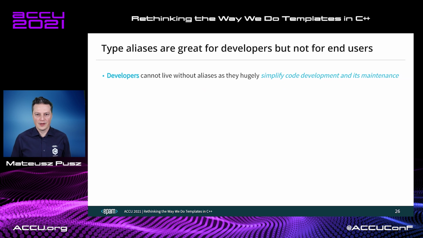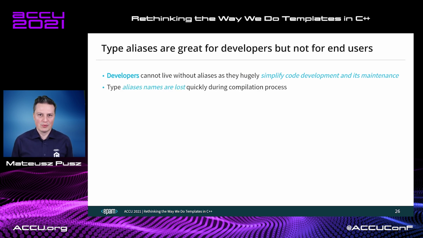So what I want to tell you is that type aliases are great for developers, but not for end users, right? We as developers cannot live without using aliases. It would be so hard to write code without template aliases, or just regular aliases, in order to maintain our code and develop it in a correct way, right? Writing all of those instantiations by hand is really hard sometimes. However, those aliases are lost quickly during the compilation process, right? Those are only aliases for the developer to improve the developer's experience.